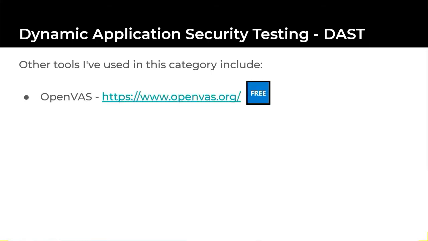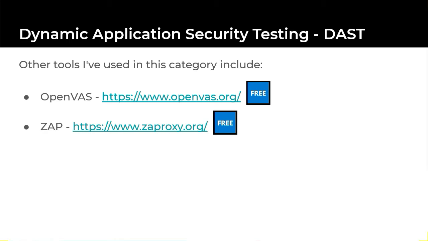Nessus Essentials is a dynamic analysis security testing application. By dynamic analysis, we mean that the testing tools are interactive with a runtime environment, basically a running program. I'll mention other types of analyses in a moment. Some other tools that I've used in this category include OpenVAS, which is a free web application vulnerability scanner. It works well, but the interface hasn't evolved, and it feels a little clunky by today's standards.